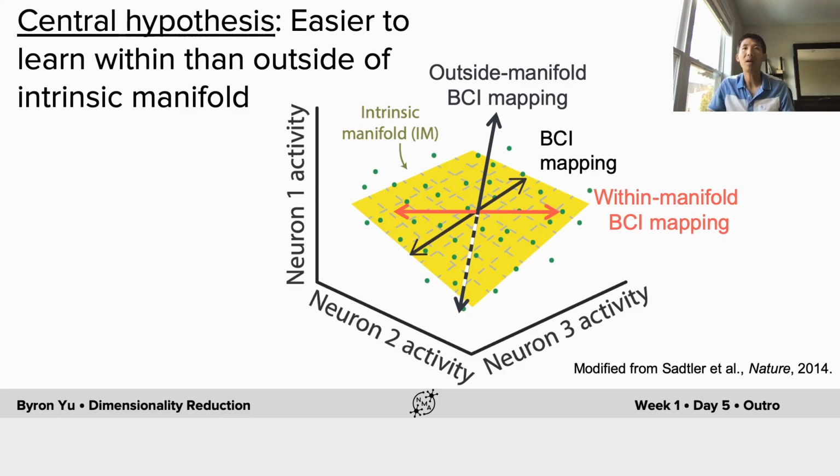The second thing to put on the table is that previous studies have switched the BCI mapping, and even though they didn't call them outside manifold mappings, if you look back at how they switched the mapping, they were indeed of the outside manifold variety. And what they showed was that in some cases, animals were able to learn to use this outside manifold BCI mapping. So it's not as if this type of mapping is impossible for the animals to learn.